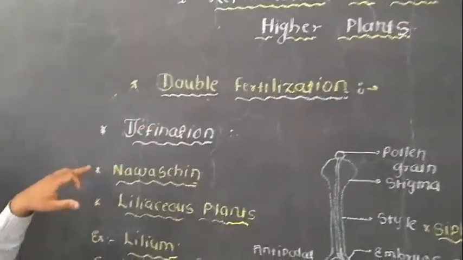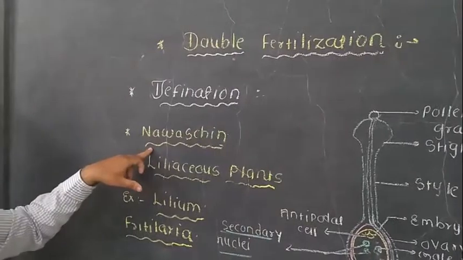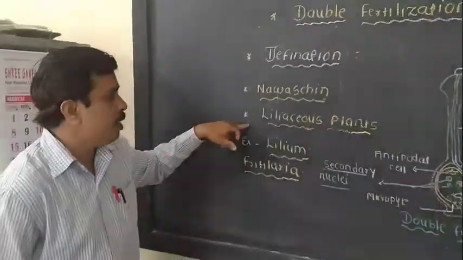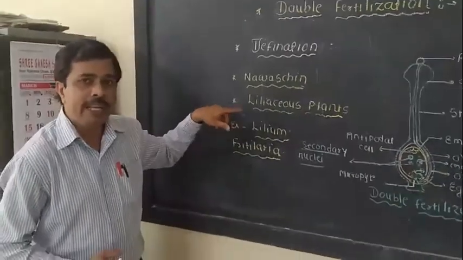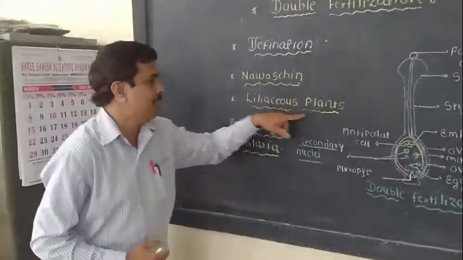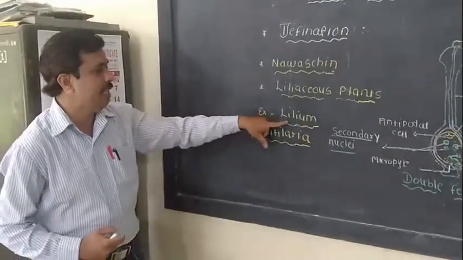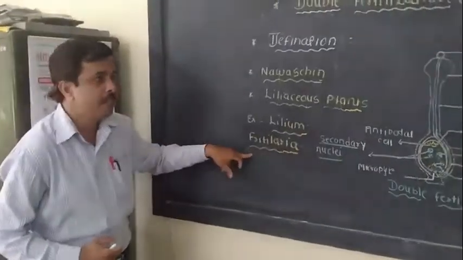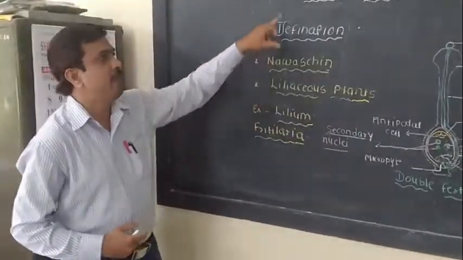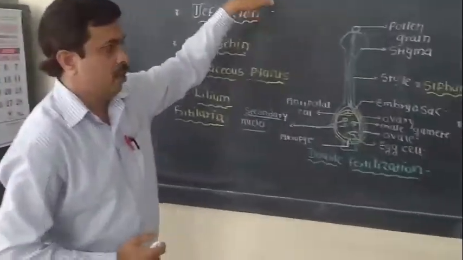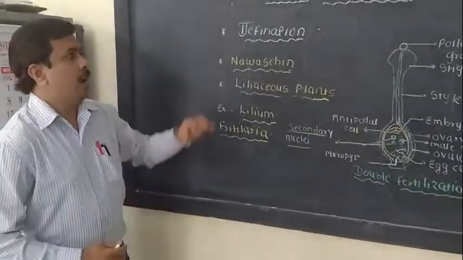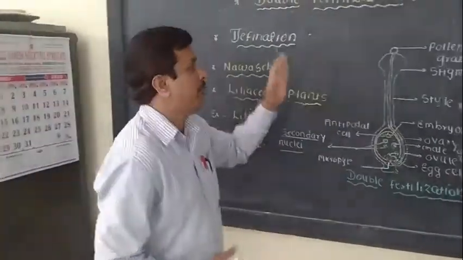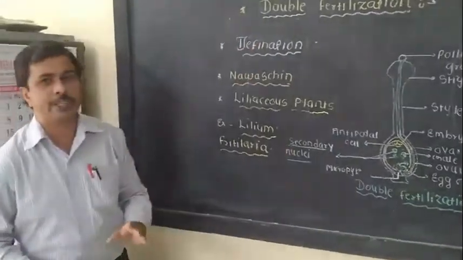And this process of double fertilization was discovered by the scientist Nawaschin. He observed this process in the family Liliaceae, in the liliaceous plants. For example, the plants Lilium and Fritillaria. In these two plants the scientist Nawaschin observed double fertilization. Okay. Now let us see how the complete process takes place in this plant, and what was observed by the scientist about this double fertilization.